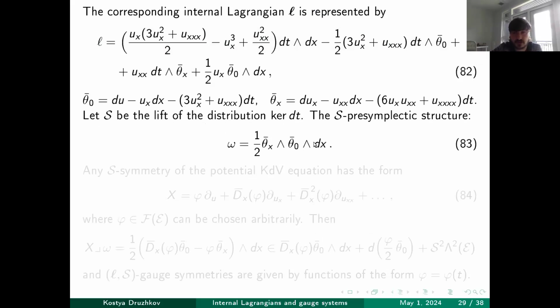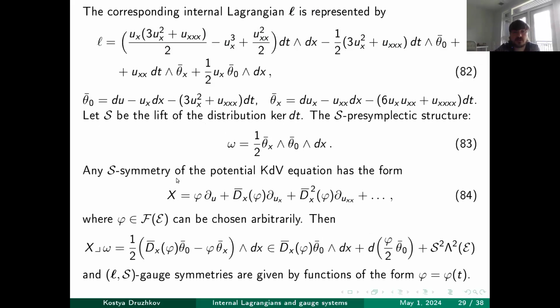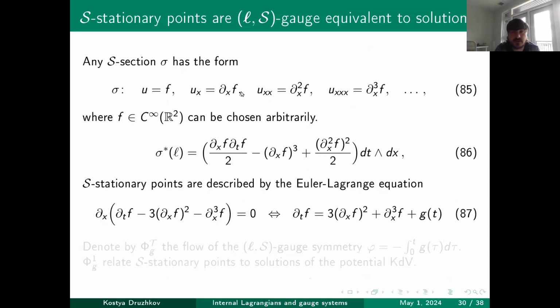So the S perisymplectic structure is represented by the differential form omega, and the NS symmetry of the potential KdV equation has the following form, the form 84, right? NS symmetry is given by one arbitrary function. This function can be chosen arbitrarily, yes. And then we should consider the interior product. The interior product has this form, and it's easy to see that on the right-hand side, the last two terms represent a trivial S perisymplectic S variational one-form, so everything depends on this term only. And our LS gauge symmetries are just given by the kernel of this operator, that is by functions of one variable t. So here we have non-trivial LS gauge symmetries. And the S stationary points here are actually LS gauge equivalent to solutions. Let's consider this.